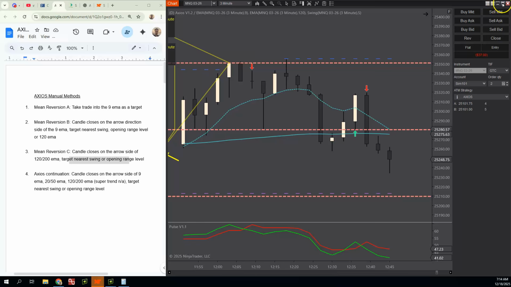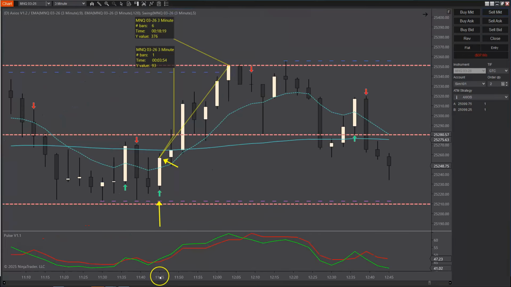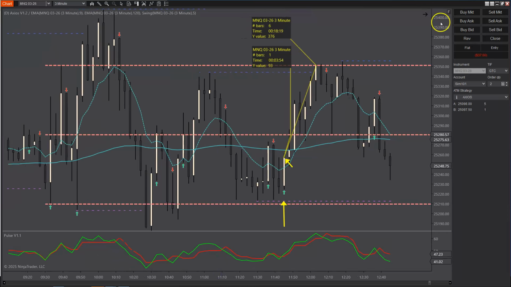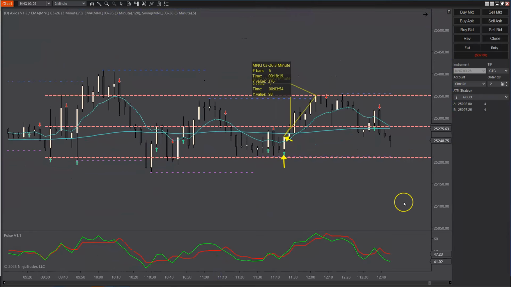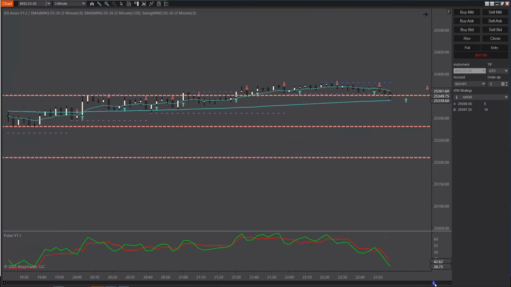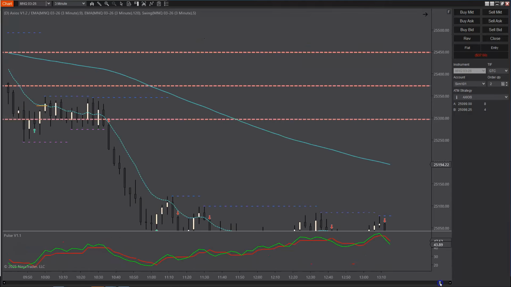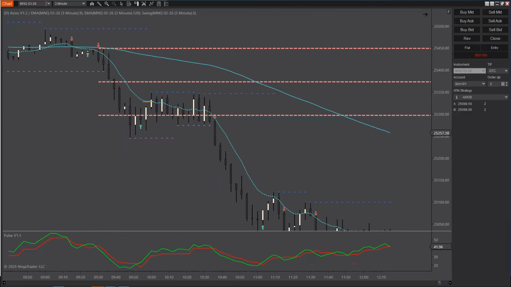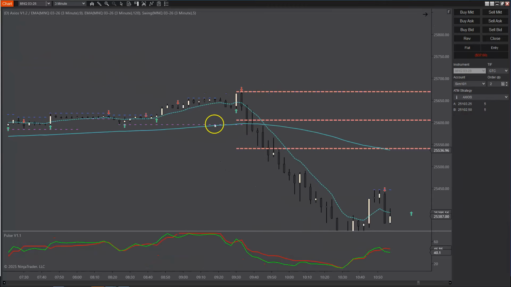So let's find a couple examples of that. And that's going to be more on a trending day. I hesitate to even call this one a mean reversion because it's kind of not a mean reversion. These are a little harder to find. Let me pause and find one. Perfect. There was one here earlier in the week.